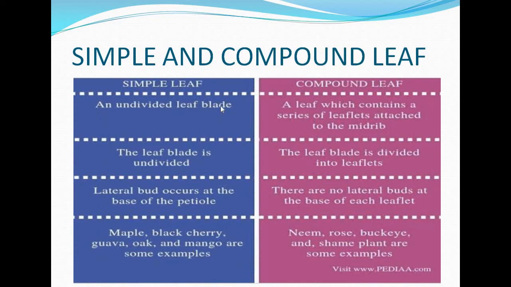So the difference between simple and compound leaves. Simple leaves have an undivided leaf plate, but a compound leaf contains a series of leaflets attached to the midrib. The leaf blade is undivided here, and the leaf blade is divided into leaflets. The lateral bud occurs at the base of the petiole. In case of compound leaf, there are no lateral buds. The examples of simple leaf: maple, blackberry, guava, oak, mango, etc. And the examples of compound leaf: neem, rose, etc.